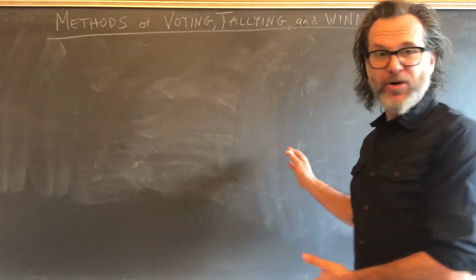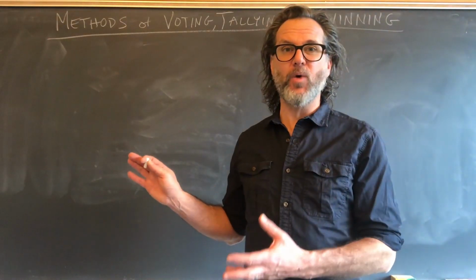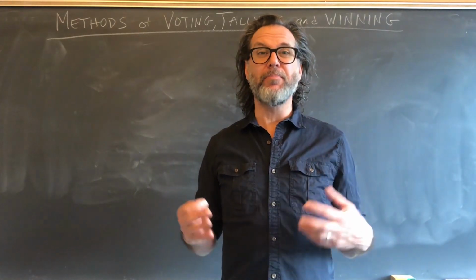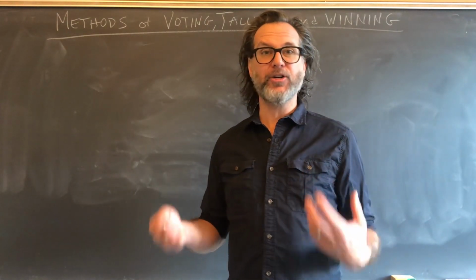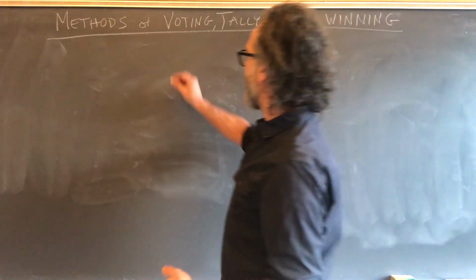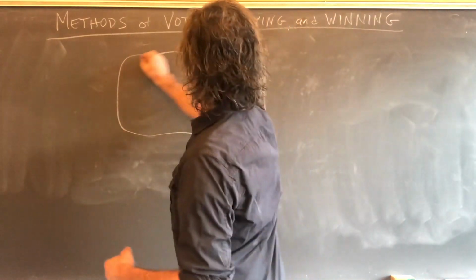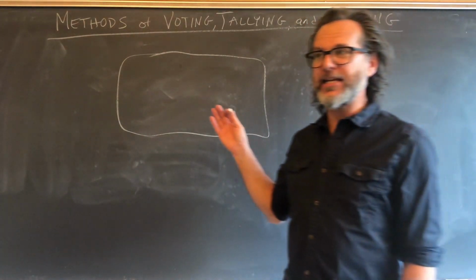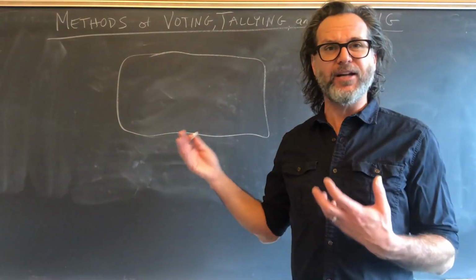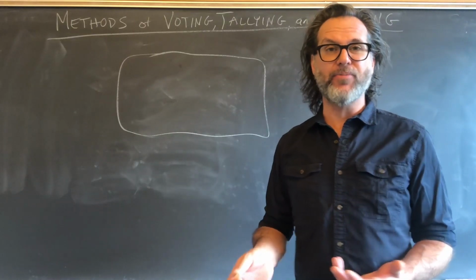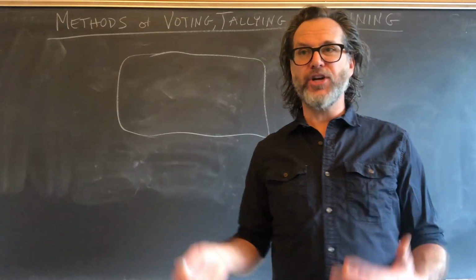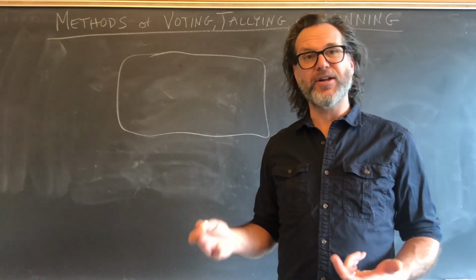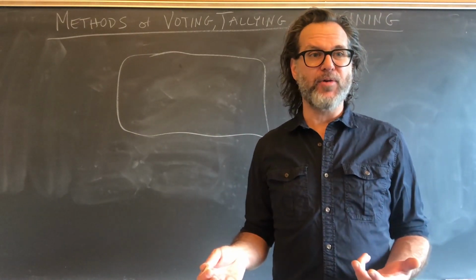Now, I have a blank board here, and that's because what I want to do is envision a situation where we're building an electoral system from the ground up. Let's just say here is our nation. And let's assume we're going to have a very standard three-branch system of government, with judges and a judicial branch, so we'll have to select judges, and a legislative branch, so we'll have to select representatives, and an executive branch.